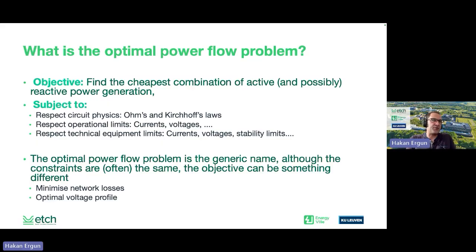And basically, the optimal power flow problem is more a generic name. You can change your objective and then try to optimize voltage profiles, minimize network losses, and so on. But of course, whatever you do, you will always have to somewhat penalize your generation cost, because otherwise you're going to get unrealistic solutions.